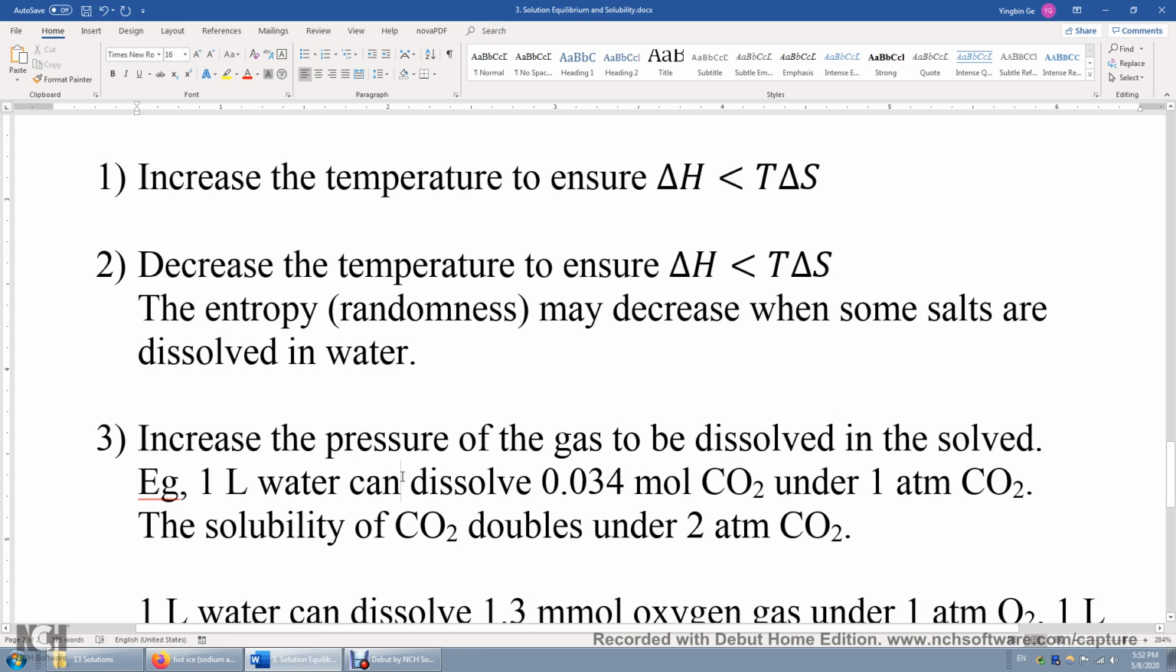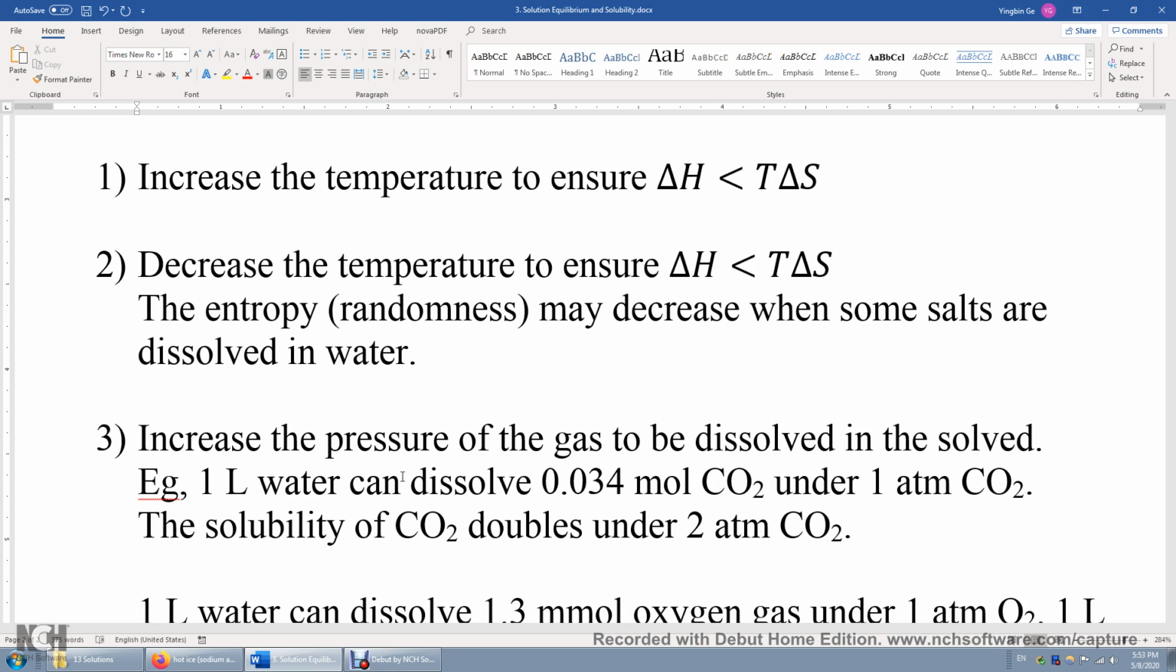Finally, if we're trying to dissolve a gas in water or some other solvent, we can increase the pressure of the gas. I want to be clear. You need to increase the partial pressure of the gas. So if you want to dissolve more CO2, you need a higher pressure of CO2. If you increase the pressure of nitrogen or oxygen, it does not help.